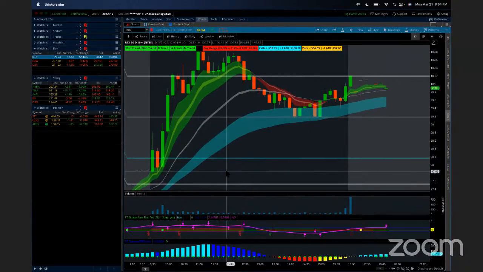This gives you the idea that, okay, I know that the trend is bullish, right? And now where do I enter, right? Where do I enter this trade? So let's look at this trade.